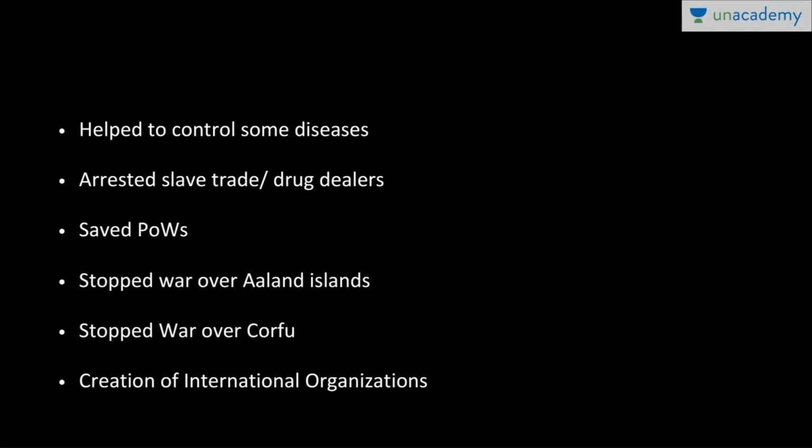So the main successes were: the health organization under the league helped in controlling leprosy and malaria. So it helped to control some of the diseases. It helped in tackling the slave trade prevailing in Europe at that time, and it also cracked down on drug dealers. Then it took 500,000 prisoners of war back to their homes. POW means prisoners of war. So that was a commendable thing. 5 lakh people returned to their homes.